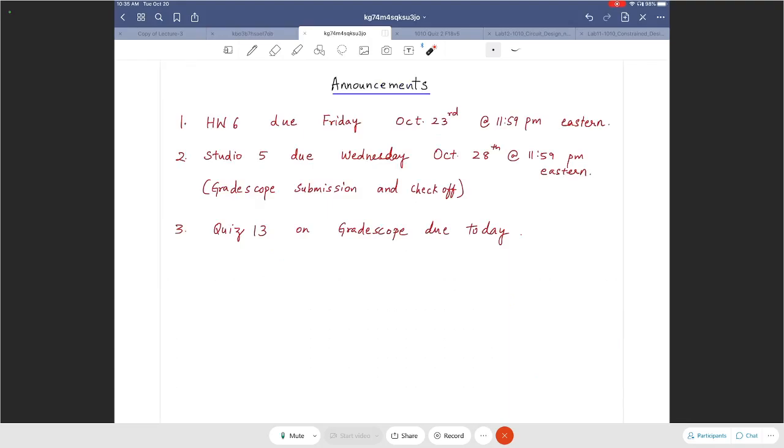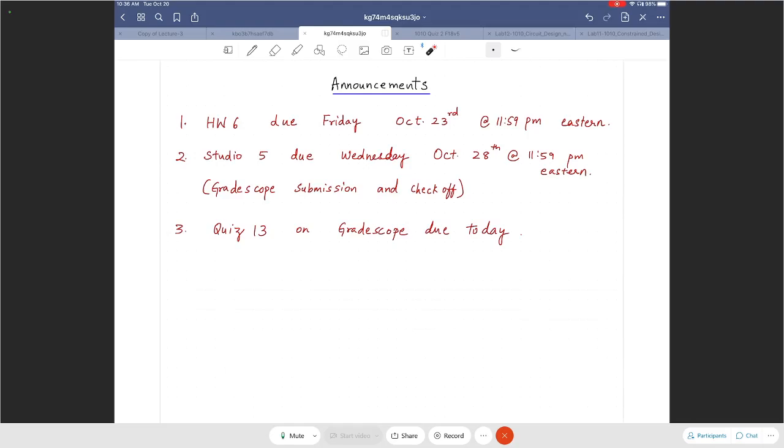So we'll start off as usual with announcements. Homework 6 is due the coming Friday, October 23rd. You guys are working on Studio 5 that involves decoders and encoders. For Studio 5, I believe many of you have taken a start on task 1, which has to do with decoders. Today we'll also talk about encoders, so you guys can fully answer Studio 5 after this. It's due October 28th. Quiz 13 is on grade score for you guys to answer.